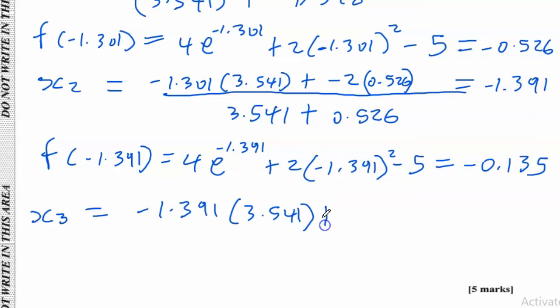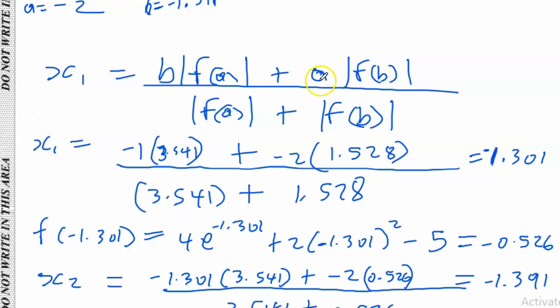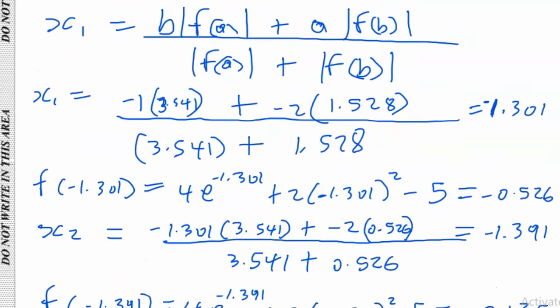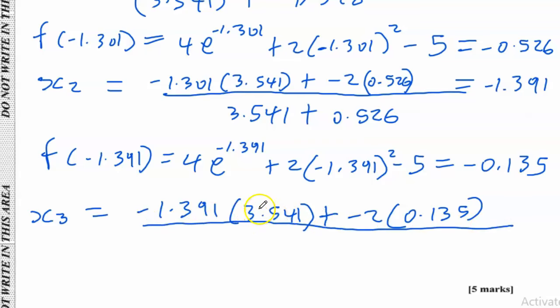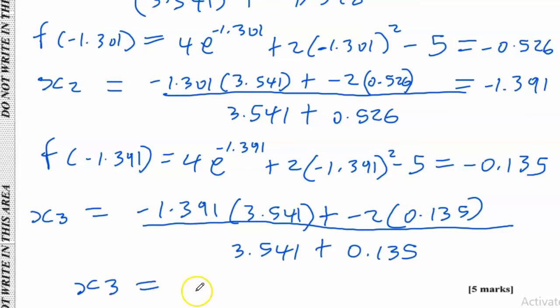Plus a, and remember a is minus 2, the lower limit there, so a is minus 2, and we found f of b to be negative. Remember b was negative 1.391, and f of that will be, well, we're taking the positive, right, modulus, so 0.135, and this is all over f of a plus f of b, the modulus, 3.541 plus 0.135. We do this calculation. The third iteration will give us negative 1.413. Let's continue.